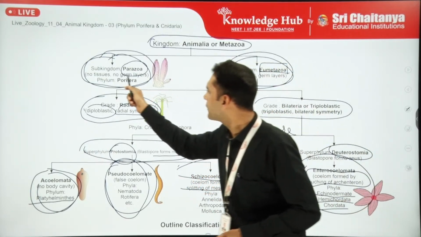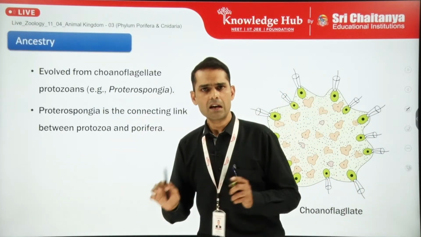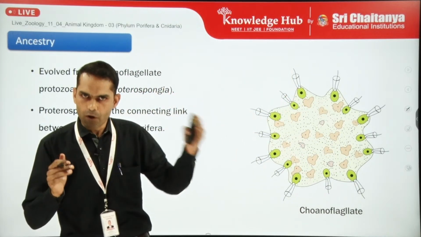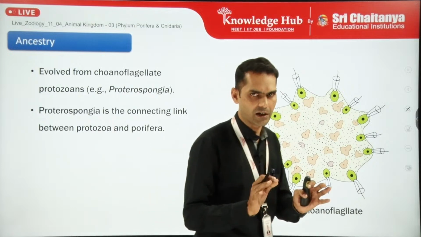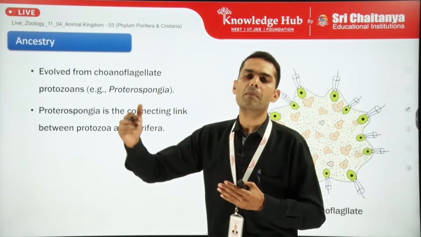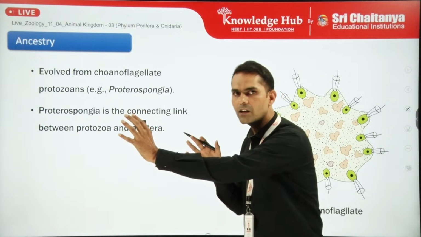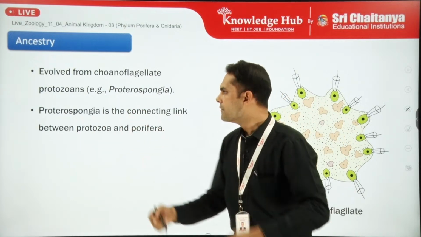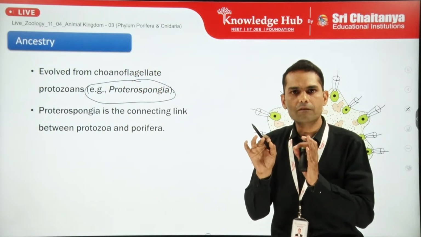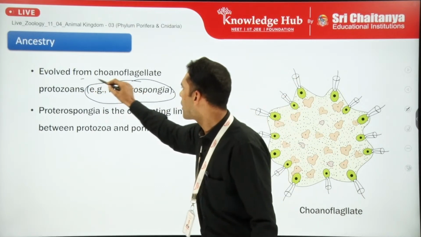Starting with the Porifera, let's study its basic concept first. As we see, during evolution, the first life form was unicellular in nature. Later on, this unicellular habit changes towards the multicellular form. So in between the unicellular form and the multicellular form comes a connecting link which is called Proterospongia.